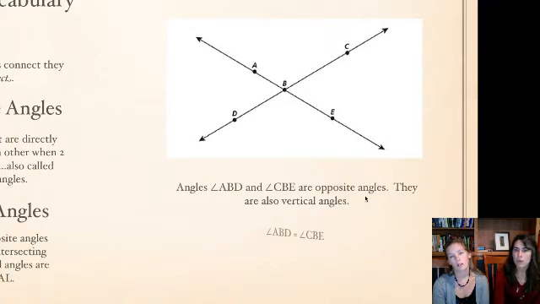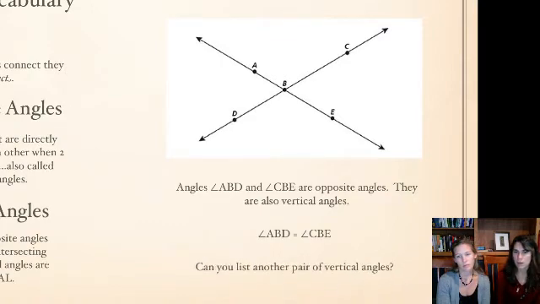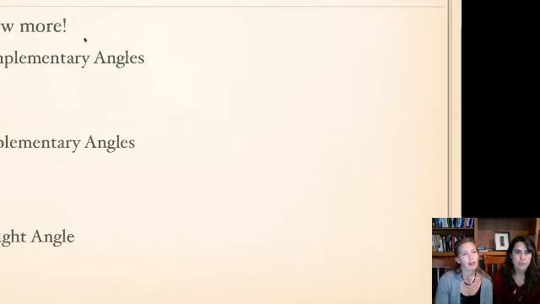Now we want you to take a moment, and in your notes, find another pair of vertical angles. So think about how you have a pair of shoes. You want to list two different vertical angles.